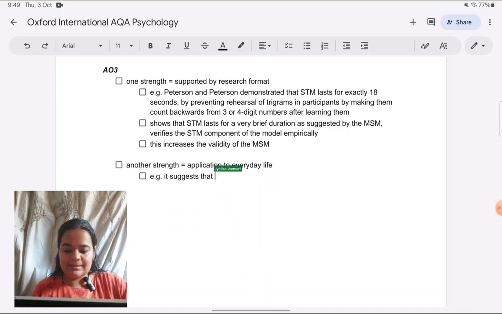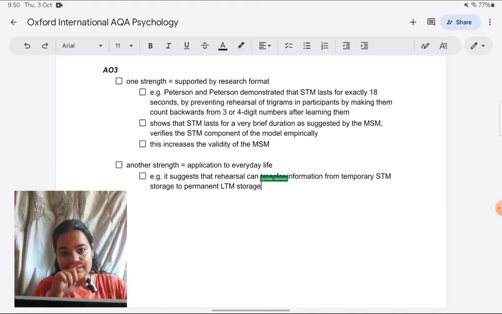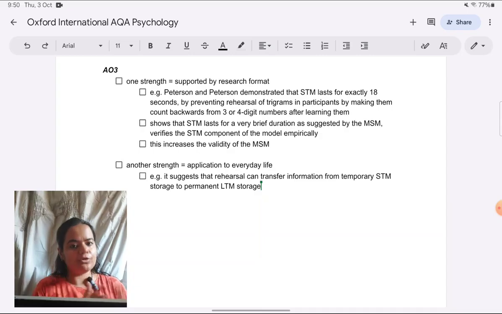It suggests that rehearsal can transfer information from temporary STM storage to permanent LTM storage. Again, because I've written about these processes in the AO1, it makes sense also to connect it here in AO3. What if I've not written about this? Then the point would seem abrupt. So for a good quality answer, we can prepare outlines and keep them, because then we will write relevant points. AO1 and AO3 will be directly relevant to each other.